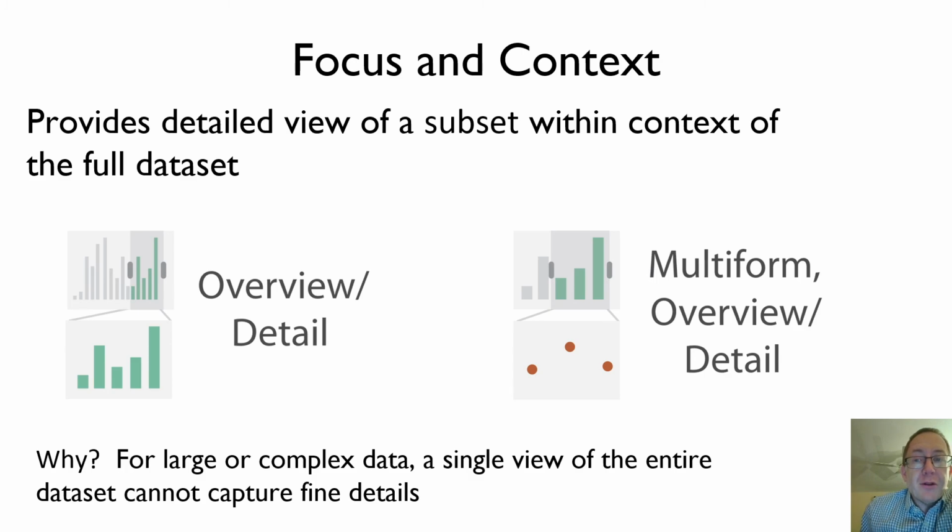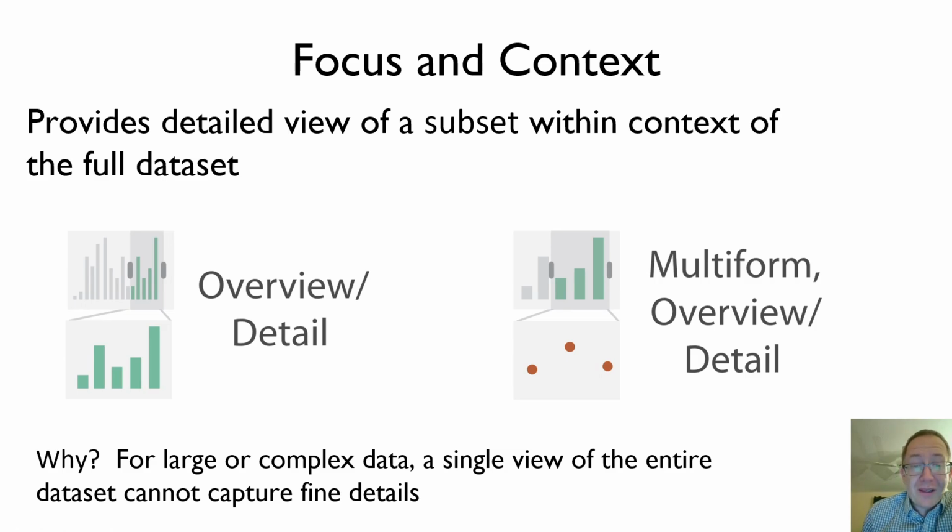You can also do a multiform overview plus detail. So I select a subset of my data here, like a little part of my data up here, but I have a different visualization down here. So maybe I'm selecting the years 1992 to 2008. And down here I have a pie chart, which I shouldn't do, but still, I have a pie chart for those years. That's a multiform overview plus detail.